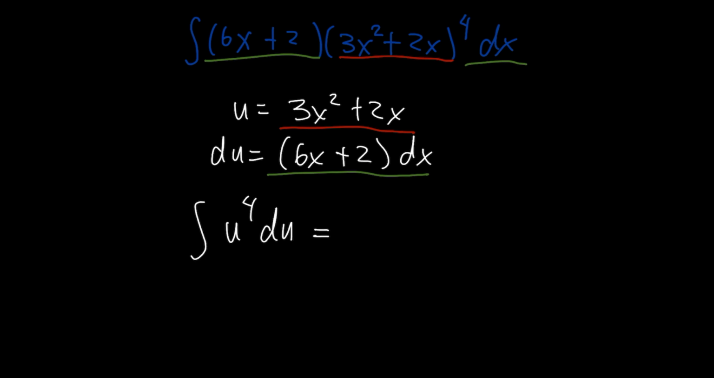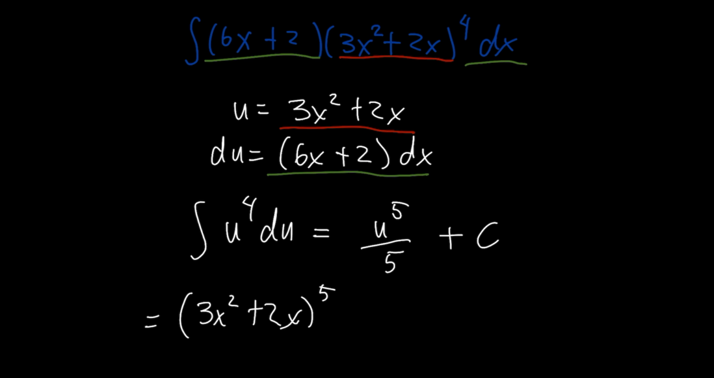So let's now integrate it. If we're going to integrate u raised to 4 du, that is equal to u raised to 5 all over 5 plus c. But since u is equal to 3x squared plus 2x, let's substitute that back. (3x squared plus 2x) raised to 5 all over 5 plus c. So that's the final answer for the problem.